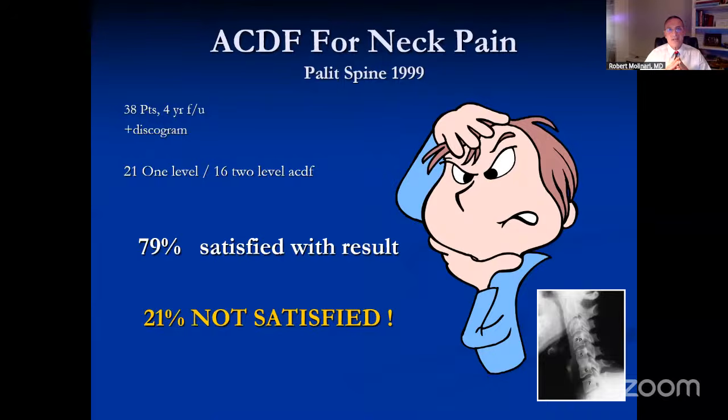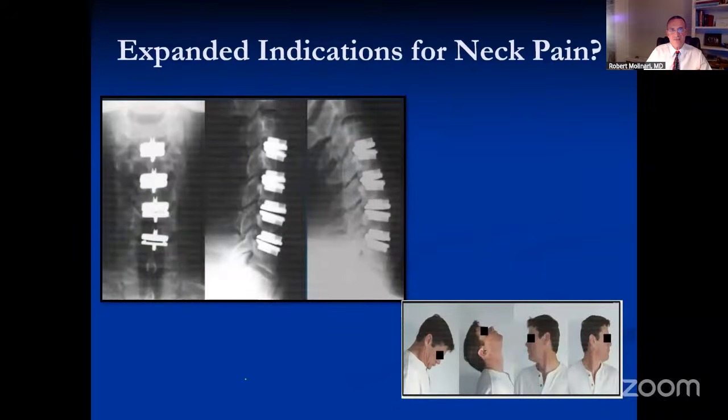And the perfect example of this is this article by Polite in 1999, where he looked at patients who had cervical fusions for neck pain. And he found that of those patients, about 20% were not satisfied. So that's 1 in 5 patients who had a neck pain operation with a fusion who didn't get better. And I think it's important to tell our patients before we do this that you may not get better. And the literature says that, in fact, you may have a 1 in 5 chance of still having neck pain.